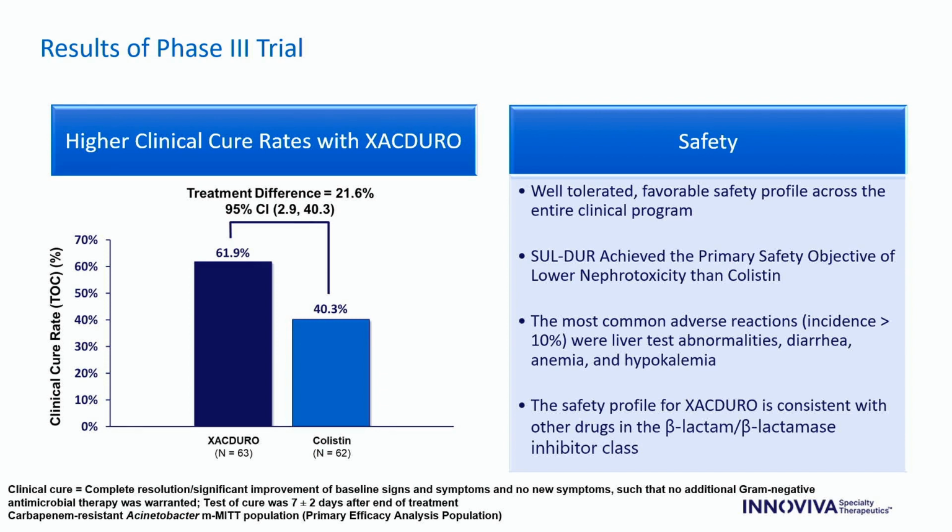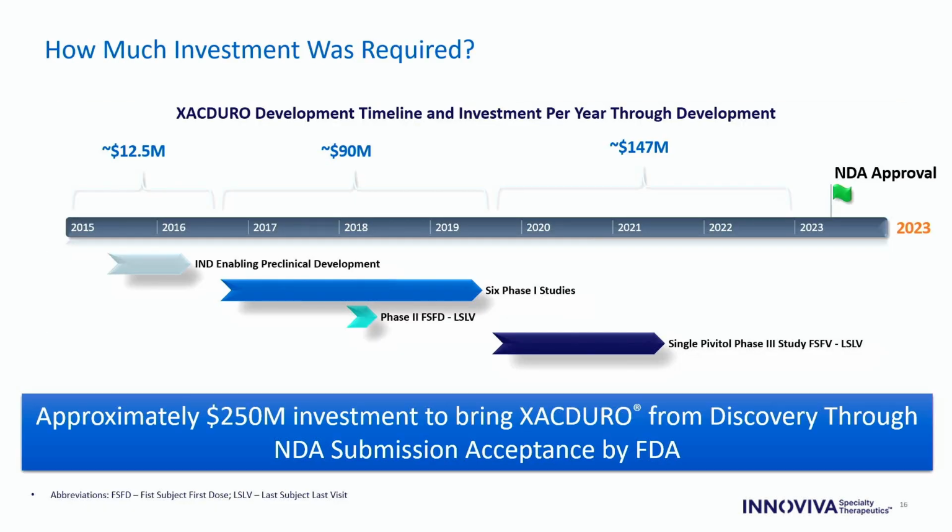The most common adverse events with this product are typical liver test abnormalities, diarrhea, anemia. And it's also safe to say and consistent to say that the safety profile for XACDURO was consistent with other drugs in the beta-lactam, beta-lactamase inhibitor class. So we've talked quite a bit about the innovation in discovery, in development, and ultimately the results of a product that can cure a number of patients with this infection and save a lot of lives.